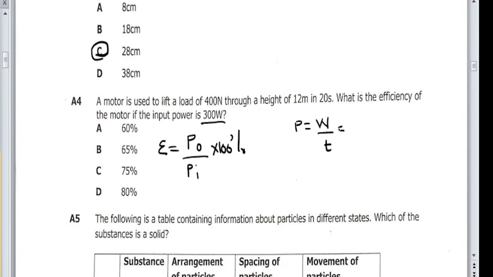So let's do this. Work is given by force times distance. So when there is work, we have replaced it with force times distance. Why? Because we have the force here of 400 newtons. The force is there, and we have a distance of 12. We have the time, 20 seconds. So 20 seconds there. We simplify that. So we'll say 0 is gone, and 0 is gone.